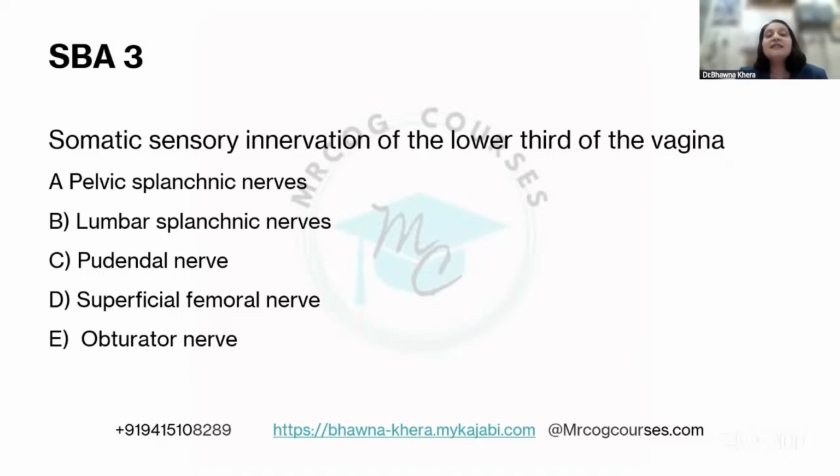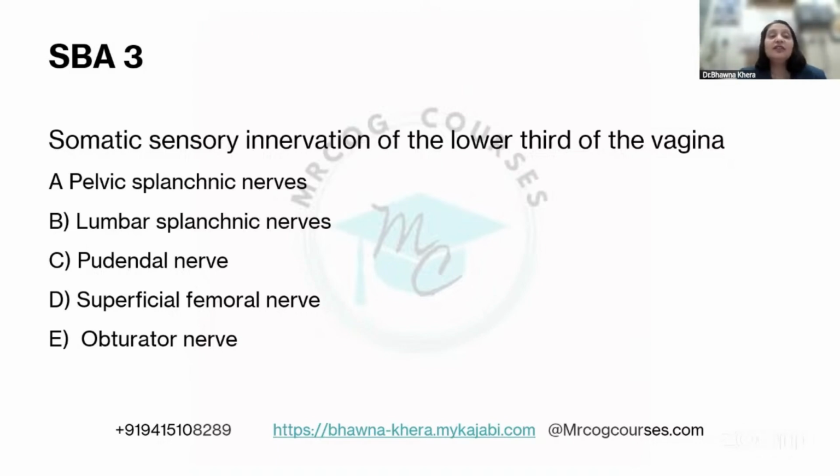Somatic sensory innervation of the lower third of the vagina. So we are talking about the vaginal innervation, that is vaginal nerve supply. So somatic innervation to the lower one-third of the vagina, from where does it come? Options: the pelvic splanchnic, the lumbar splanchnic, pudendal, superficial femoral nerve, and the obturator nerve.